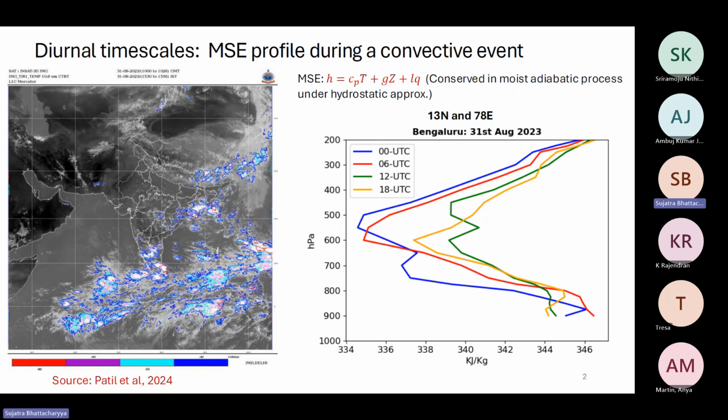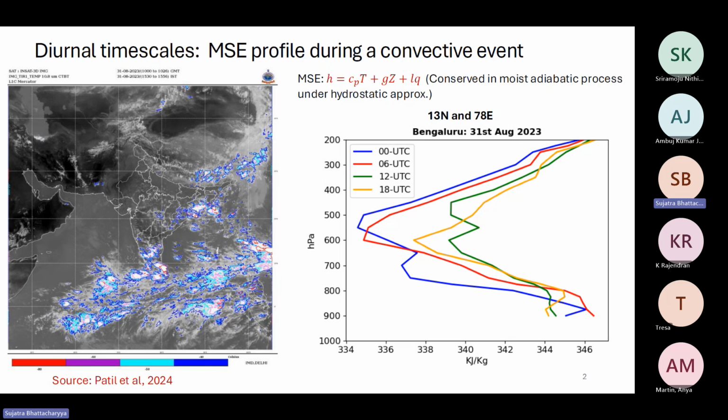Since my topic is on the spatial as well as the temporal variations of the moist static energy, I try to start from the diurnal time scales. Although I have not plotted for every hour how the moist static energy profile looks, I have selected an event on 31st August 2023. Many systems are formed over this South Peninsula region near Bangalore.